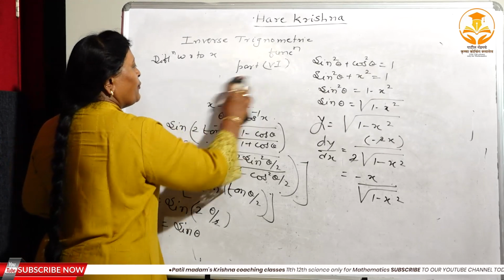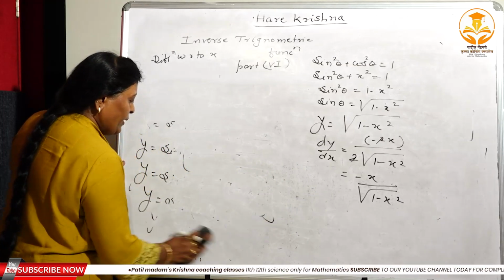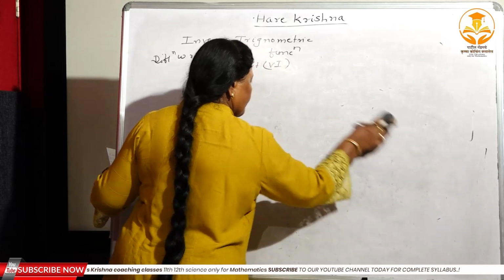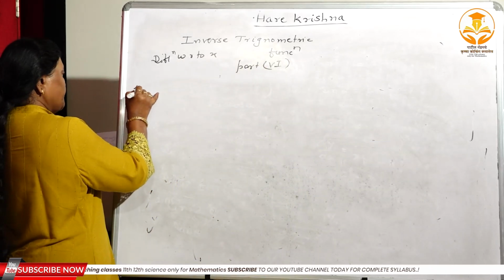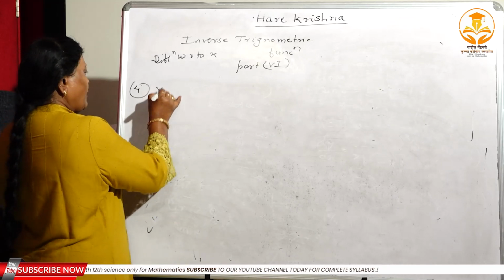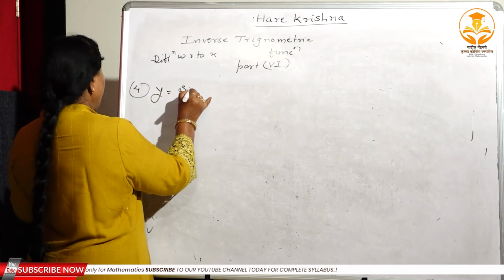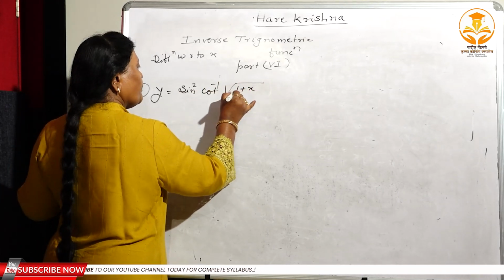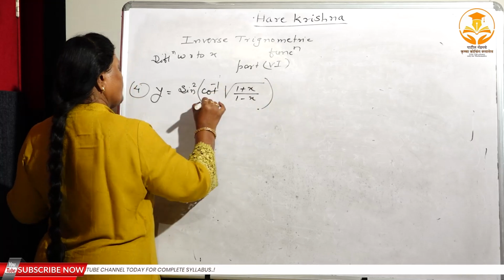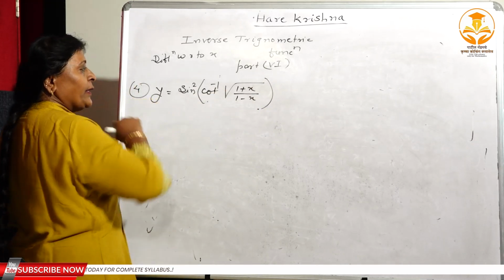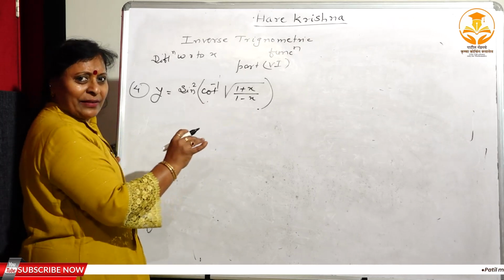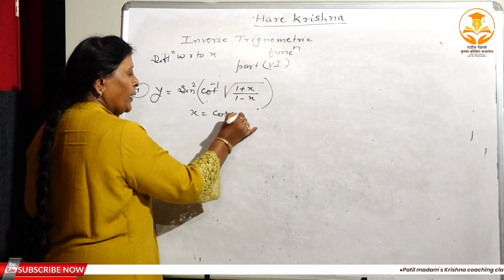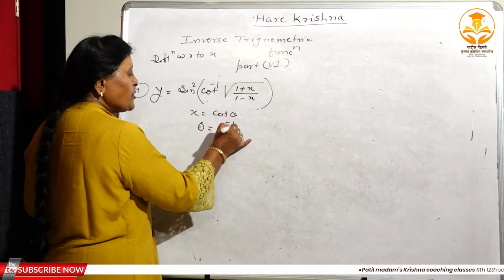Now again I will take the fourth unusual in this session. Fourth unusual, see. Fourth, here again y is equal to sin square cot inverse 1 plus x divided by 1 minus x, right? Sin square cot inverse of root of 1 plus x, right? The type is a little bit same here. Again what you can do here, x is equal to cos theta, right? Therefore theta is equal to cos inverse of x.